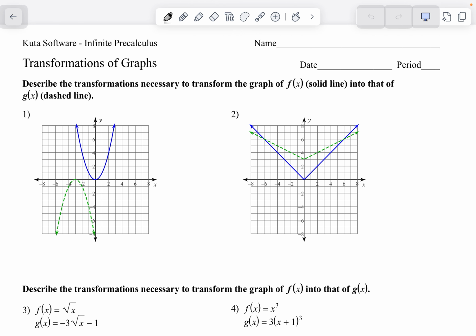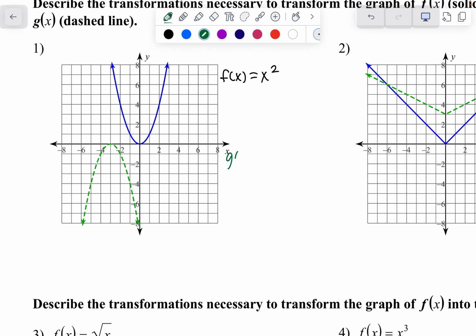Okay, so number 1 says, describe the transformation necessary to transform the graph of f of x, the solid line, in this case they're blue, into that of g of x. So this is our good old parabola. So we'll call this f of x. That's x squared. And then g of x, we need to figure out how to make that equation do what we see there. So you'll notice that our vertex went 1, 2, 3 to the left.